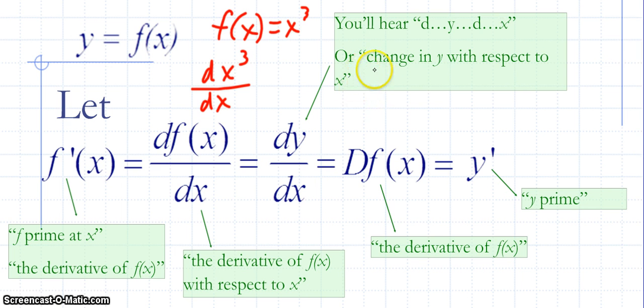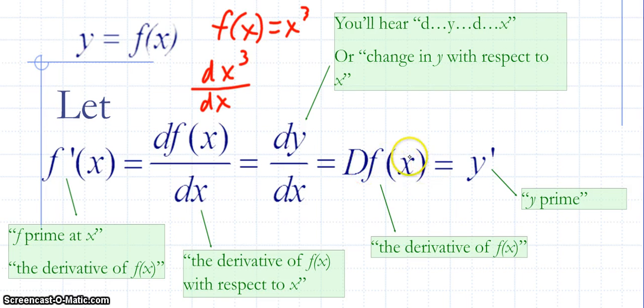Or we can say the change in y with respect to x, because that's what a slope is. Again, keep in mind, what is a derivative? Derivative is slope. What is slope representing? It's the change in y over the change in x. That's how we find slope, y2 minus y1 over x2 minus x1.